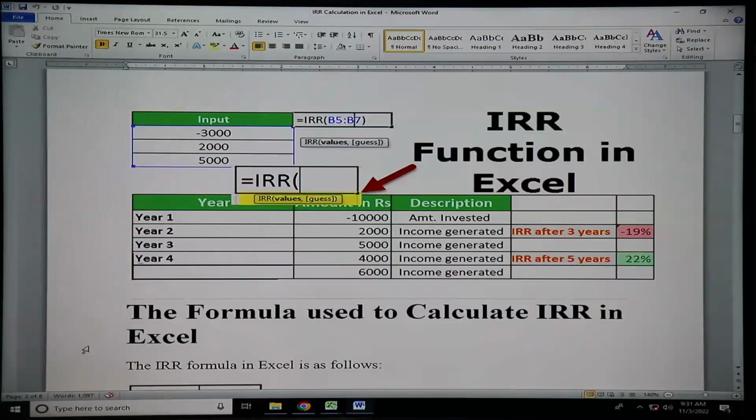You will use amount in dollars. Then we have description. Have year one. Year two. Year three, year four. Amount invested.